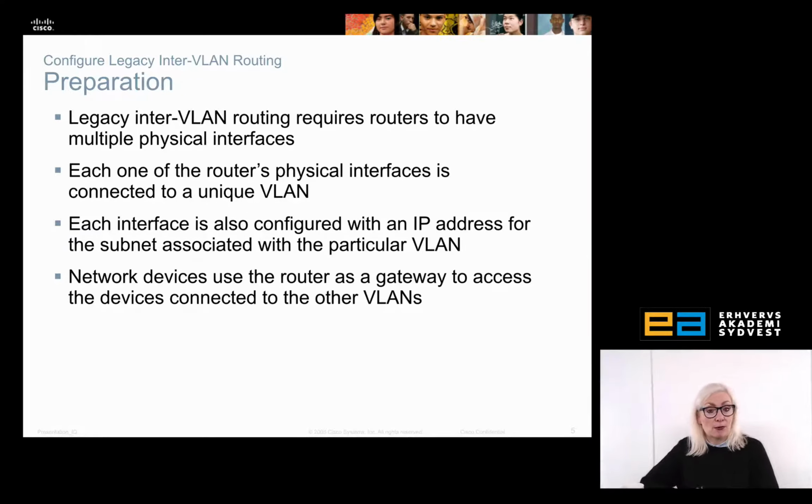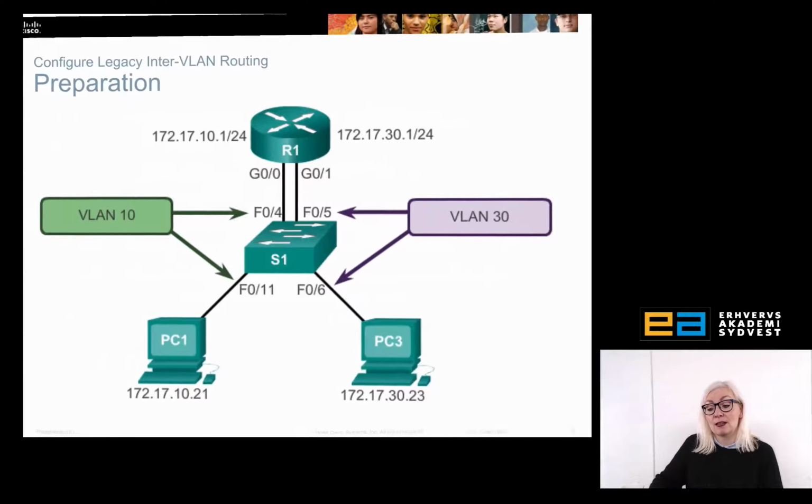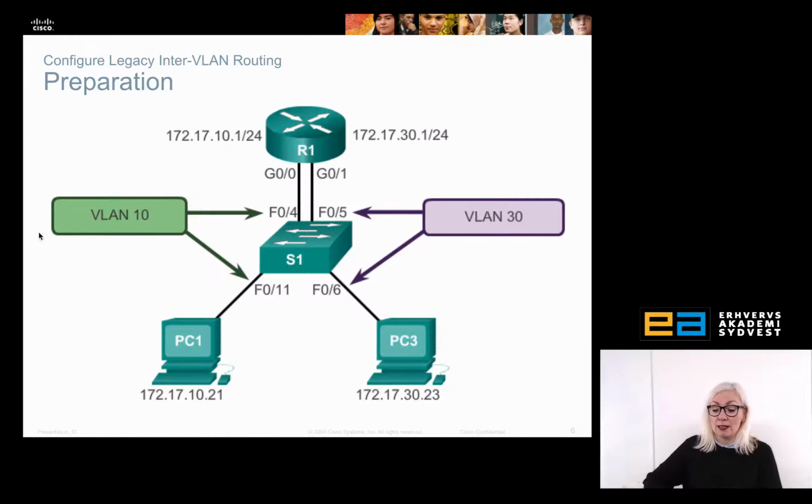Then we just need a router with as many interfaces as we have VLANs, and then we just configure it basically in the normal way. So like here we have two different VLANs. We have VLAN 10 and we have VLAN 30. And to be able to communicate from VLAN 10 to VLAN 30, we just set it up so that we connect FastEthernet 0/4, which belongs to VLAN 10, to our interface G0/0, for instance, and then we set it up with the correct IP address.